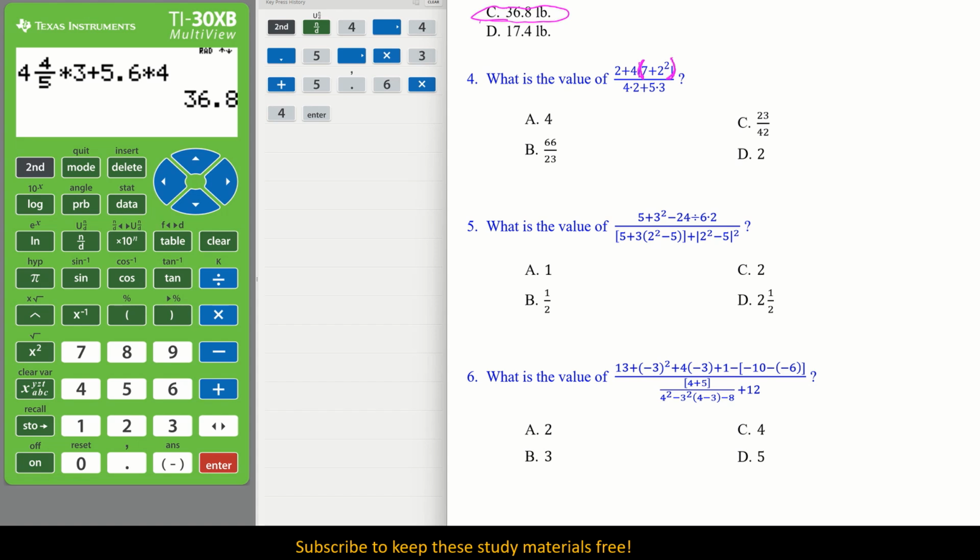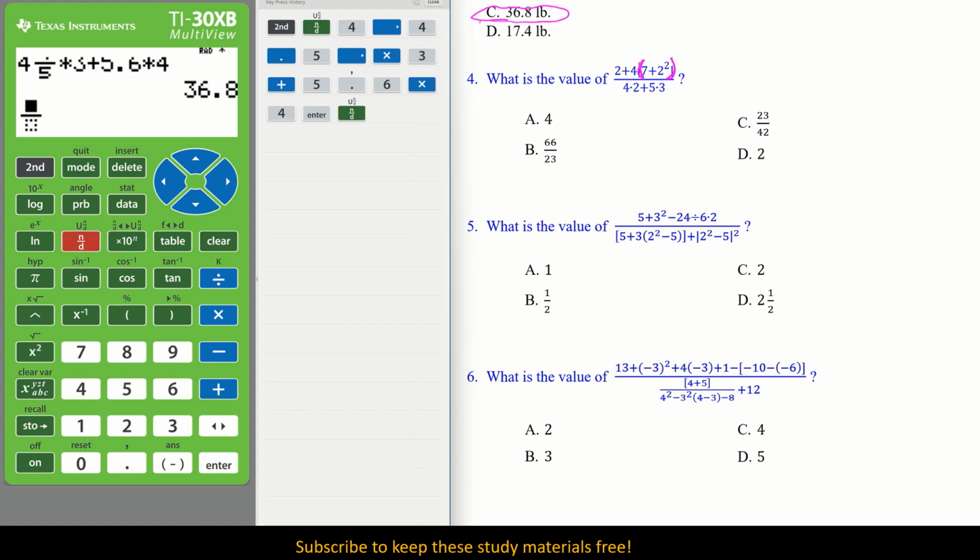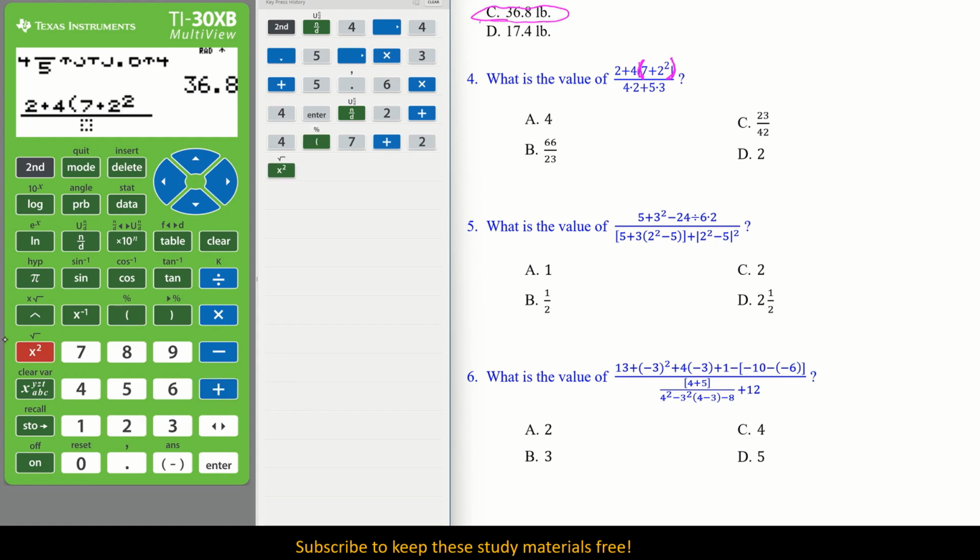have absolute value. Okay. So you push a fraction, set up first, and begin with the numerator. 2 plus 4 parentheses, 7 plus 2 squared, close the parentheses and go down. Then 4 times 2 plus 5 times the 3. And you can arrow all the way out to take a good look at it. Okay, make sure we entered everything properly. I would say yes. So let's push enter. And the value we need is 2.